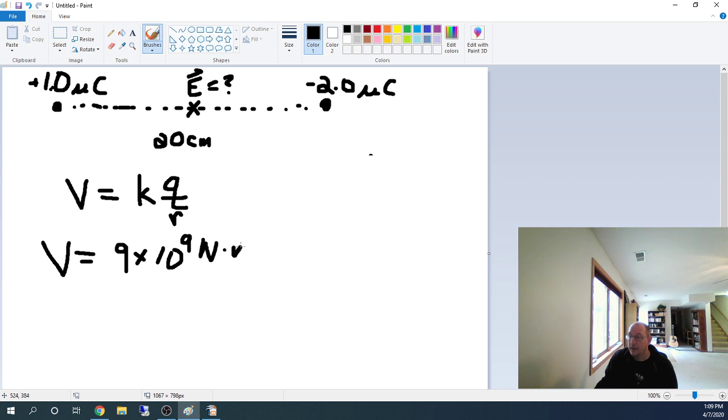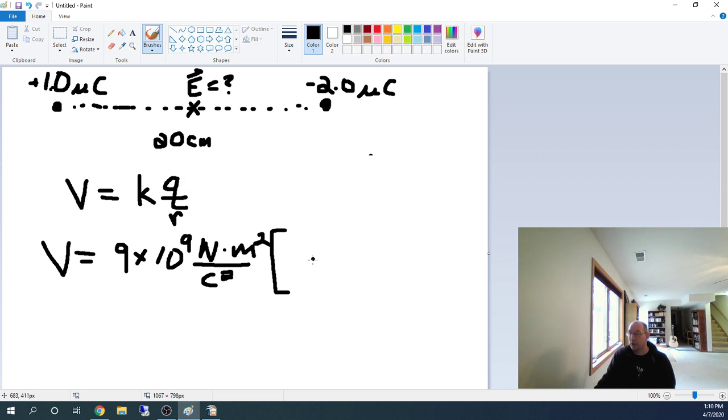Newton meters squared per coulomb squared goes there. That's going to be a common factor between each of the two charges. The charges and the distances could be different, but I'm just going to factor the k out. So what I'm doing here is k times q1 over r1 plus k times q2 over r2, just separating them out. But notice that k is a common factor I can pull out, so I don't have to multiply twice times 9 times 10 to the 9.